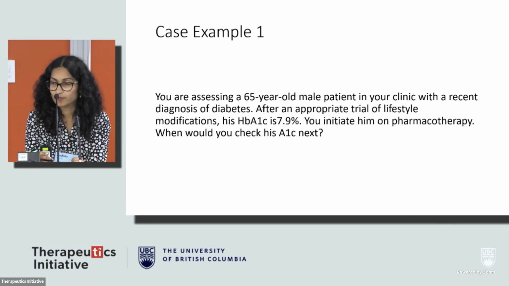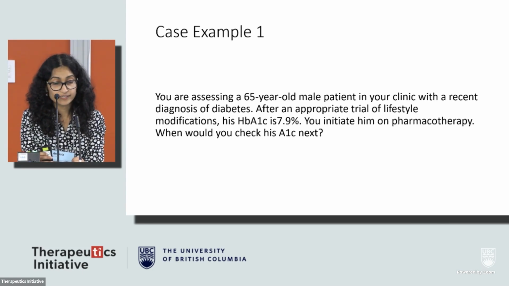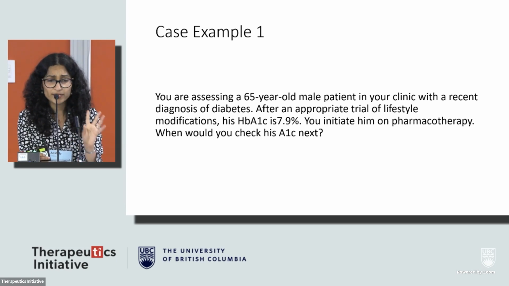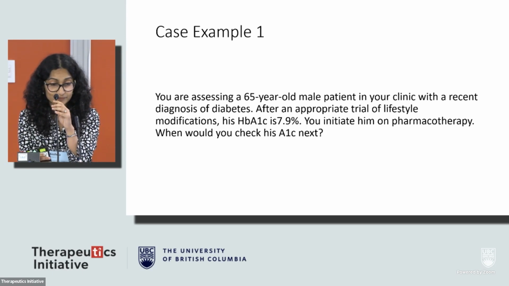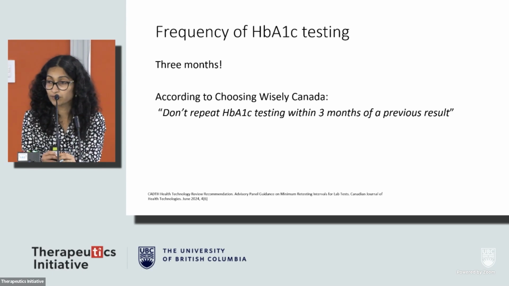So this is a case example. You're assessing a 65-year-old male patient in your clinic, and he's had a recent diagnosis of diabetes. After an appropriate trial of lifestyle modifications, his hemoglobin A1C is still not quite at the target that you and he are hoping he should be at. So you initiate him on pharmacotherapy. And then the thought is, when would you check his hemoglobin A1C next? So the answer here is 3 months.